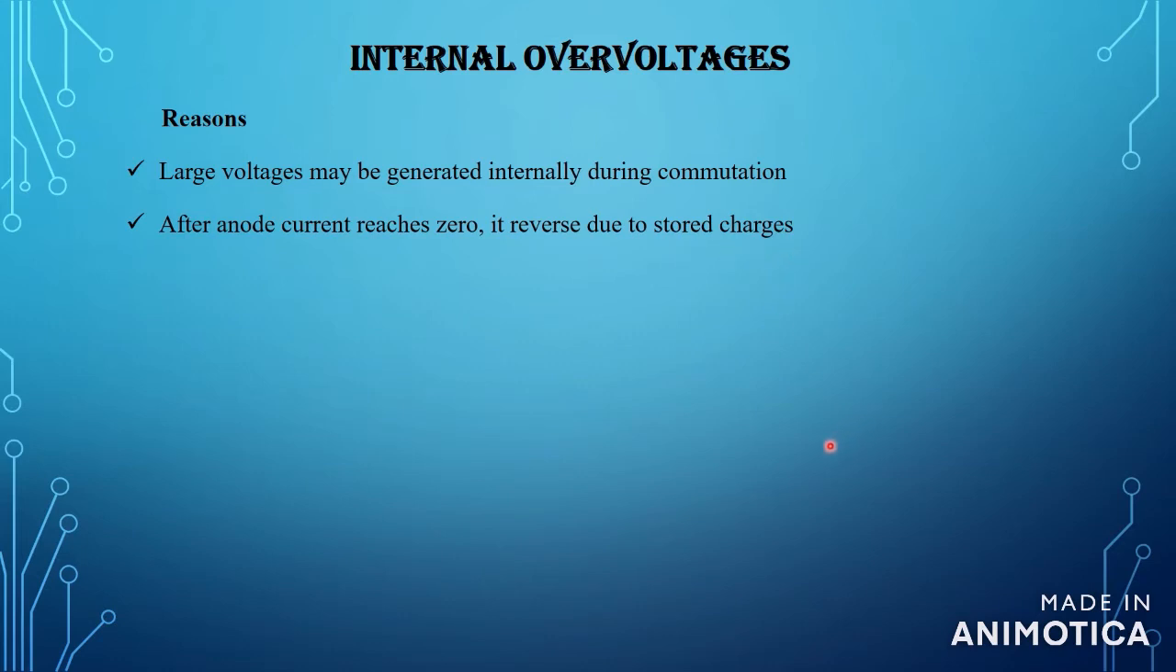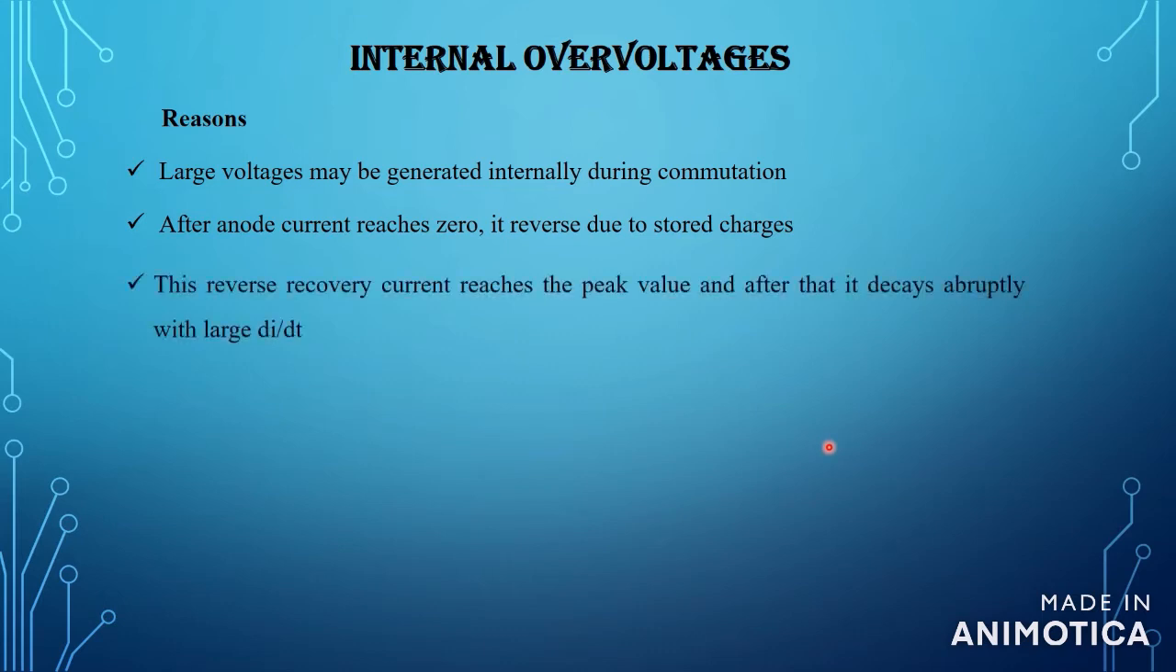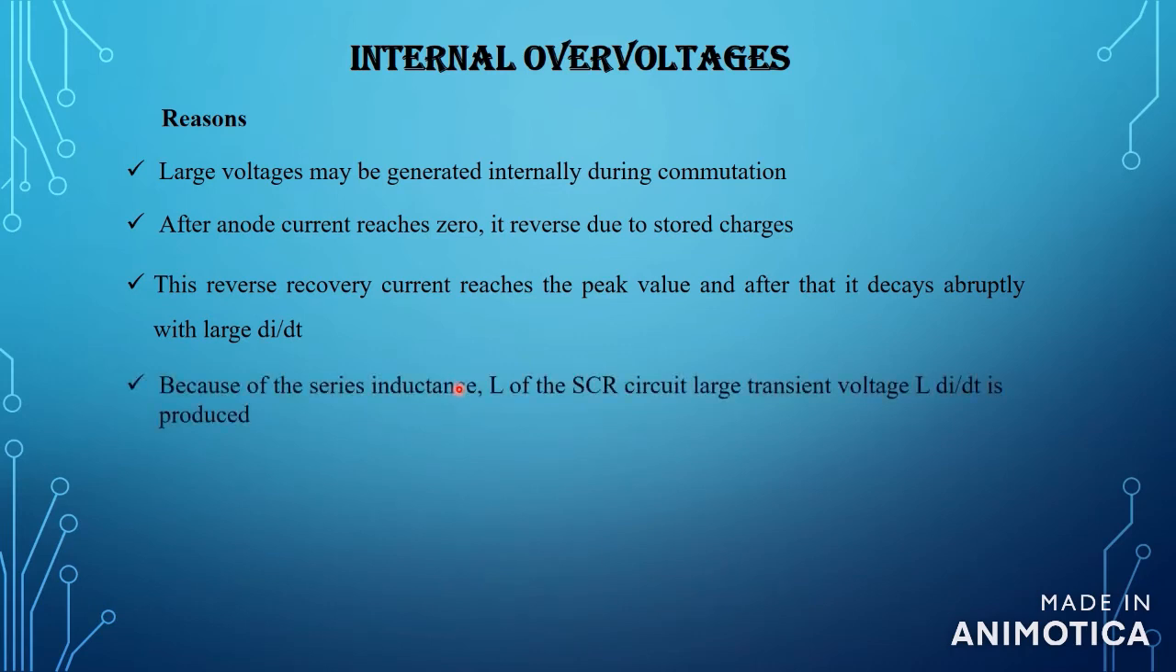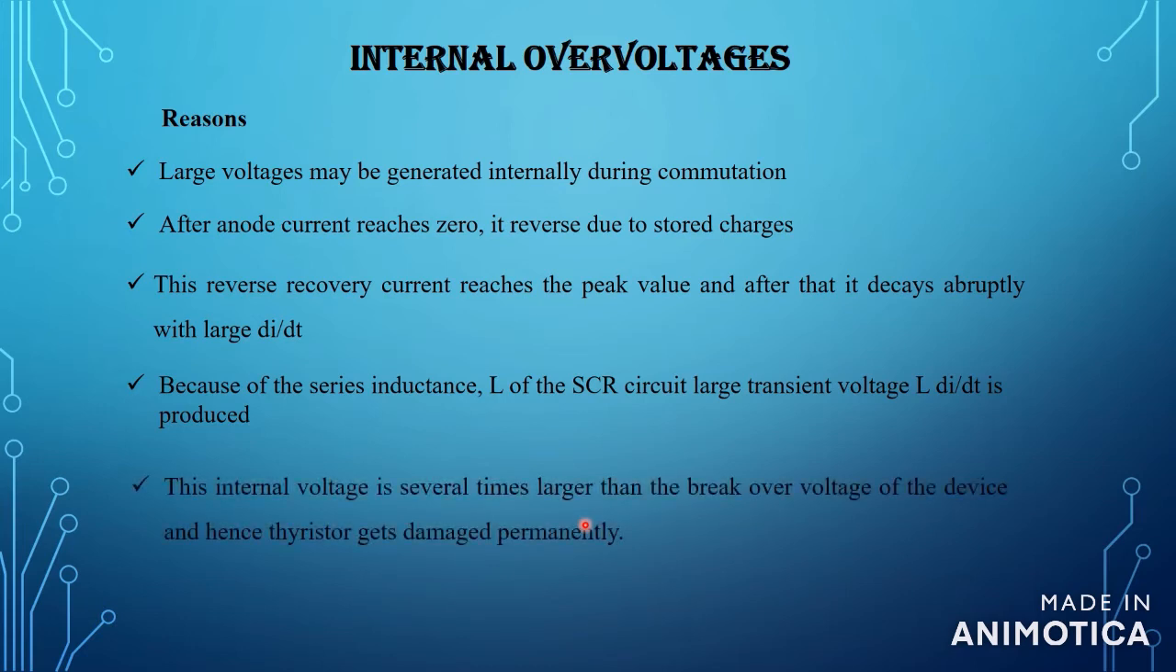Once the anode current reaches a maximum or peak value in the reverse direction, almost 60% of the charges will be removed. So at this point, almost 60% of the charges will get removed. Once the charges get removed, the current will start decaying in the reverse direction only, abruptly with large di by dt. This large di by dt will produce a large transient voltage across the inductor. That is, L into di by dt will be large. So this voltage is very large when compared with the breakdown voltage.